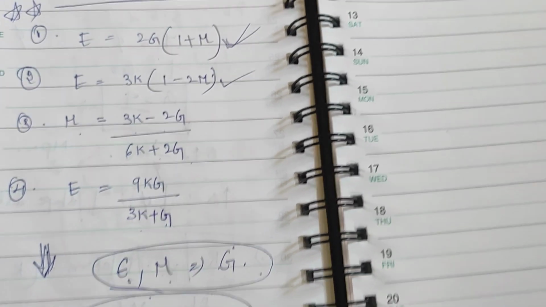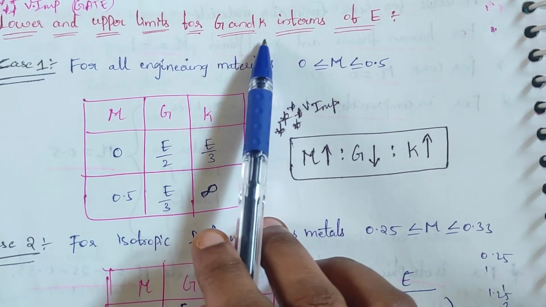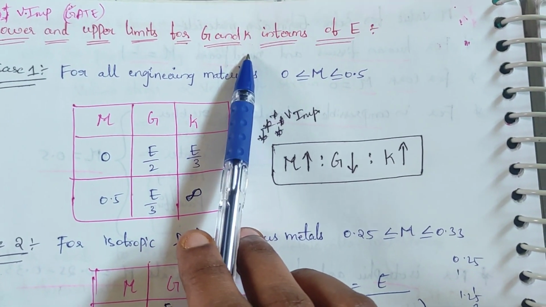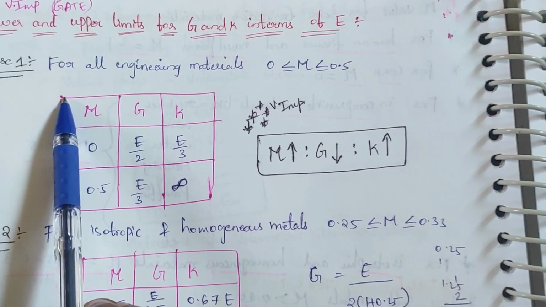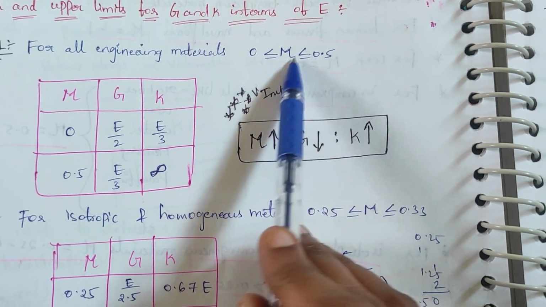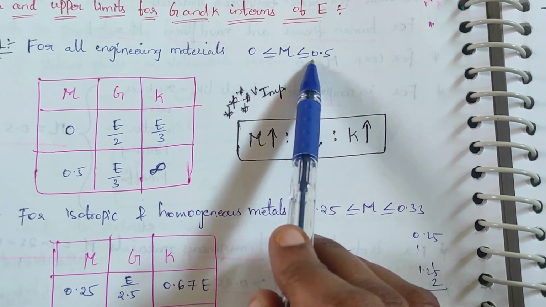And next one, lower and upper limits for G and K in terms of E, that is, shear modulus and bulk modulus in terms of Young's modulus. First one, case 1. For all engineering materials, 0 is less than or equal to mu is less than or equal to 0.5.